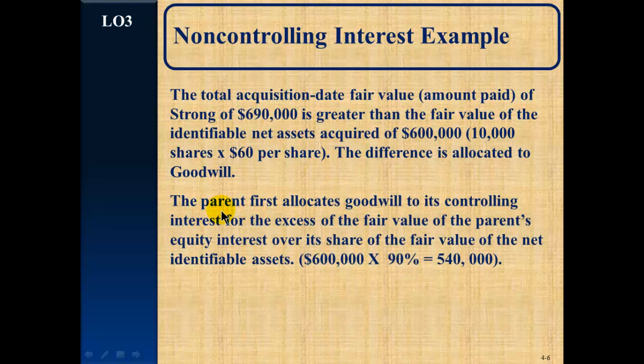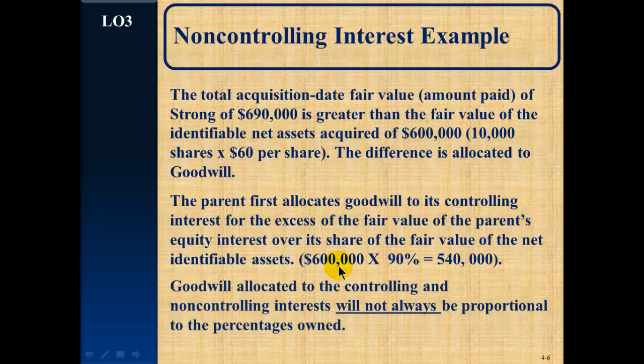Now, the first thing that the parent has to do is allocate goodwill to its share, its controlling interest, for the excess of the fair value of the parent's equity interest over its share of the fair value of the net identifiable assets. So we know we bought 90% of the company. The net identifiable assets are 600,000. That's coming from here. And so my controlling interest share of the fair value of the net identifiable assets is 540,000, simply 90% times 600,000.